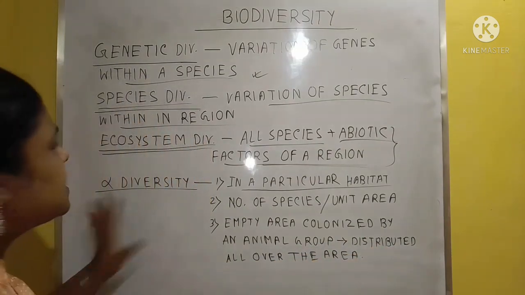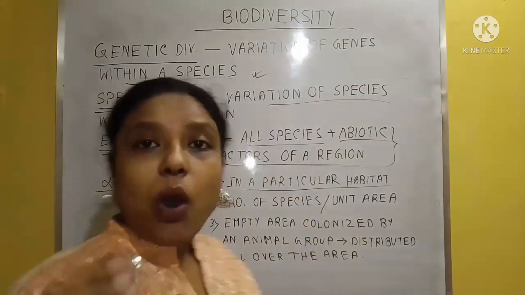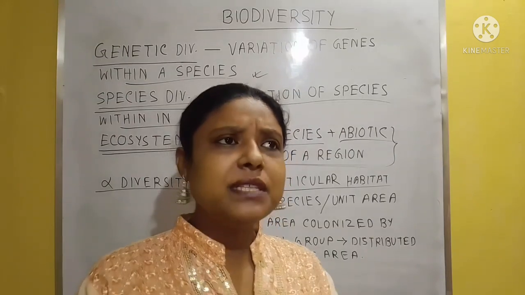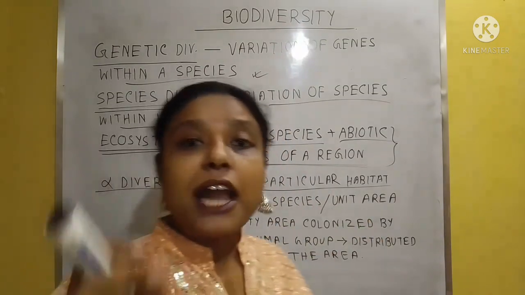Clear? So this is alpha diversity. What happens here? It occurs in a particular habitat. In a single habitat, you can say, that means not all over, in a particular habitat. Okay. And second one, number of species per unit area. We count the species per unit area. Okay, this is the second one.